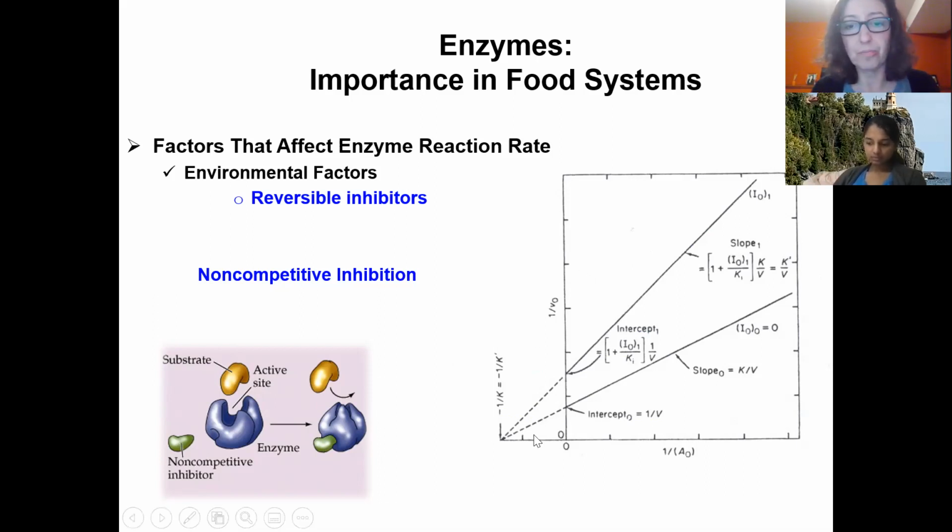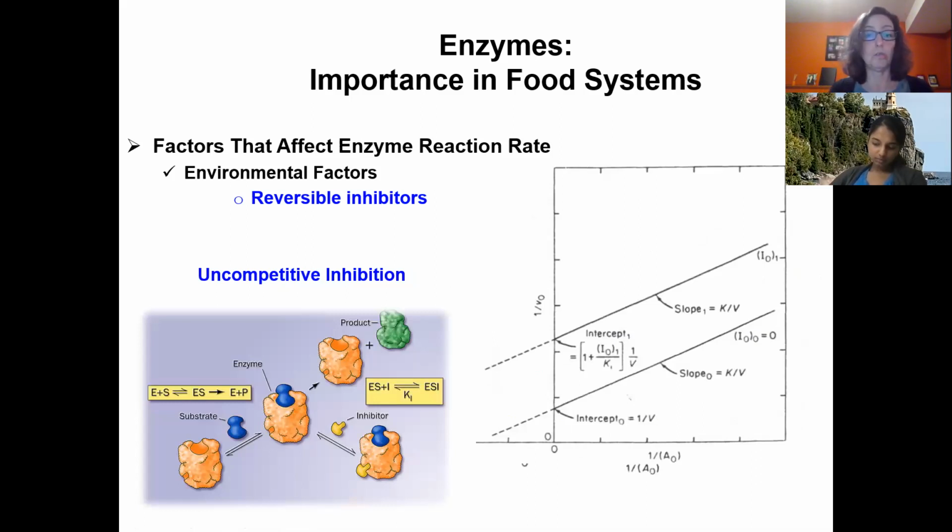So basically, it lowers the rate of the reaction. Here nothing happens to the Km. However, there is a decrease. Remember, this is an inverse, 1 over V0, so this higher value indicates a lower initial velocity. Basically, it reduces the rate of the reaction, but does not influence the Km.